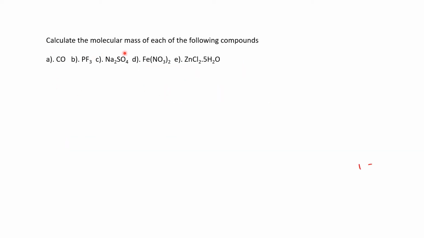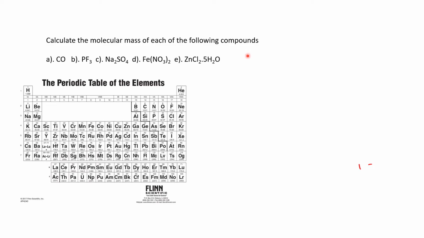Calculate the molecular mass of each of the following compounds. To do this question, we are going to use the periodic table. So let's do part A, carbon monoxide. This molecule is made up of one carbon atom and one oxygen atom. So we are going to find the mass of carbon, which is 12.01, and the mass of oxygen, which is 16.00. We are going to add these two values together, and the molecular mass of carbon monoxide is 28.01.